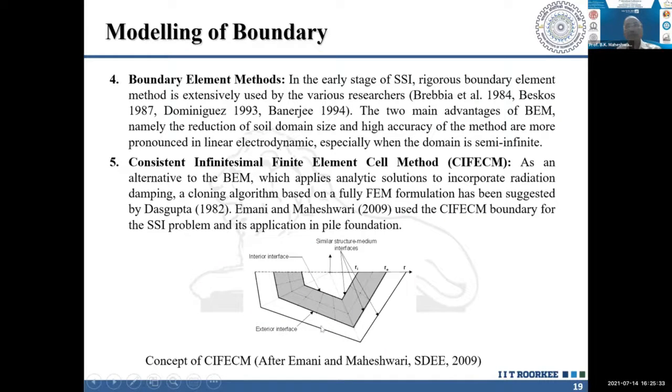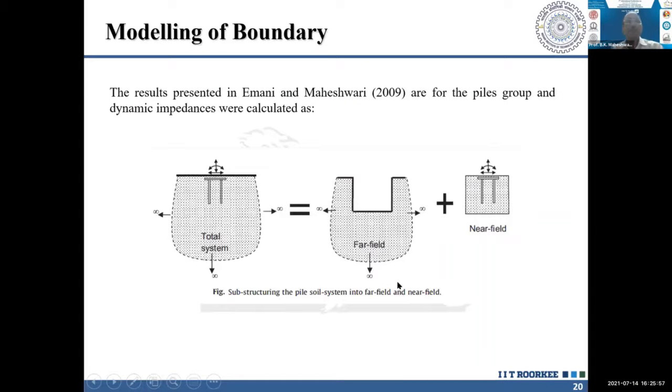CIFSM, as I mentioned, was utilized by Imani and Maheshwari and published in Soil Dynamics and Earthquake Engineering in 2009. The concept here is that you have an exterior interface and an interior interface. This is the radius R1, and we keep truncating. Our objective is this complete system, so we break it into two parts: near field and far field. Near field is the zone where we consider the material nonlinearity of the soil, which is concentrated. Far field is the zone where you can consider the system linear.